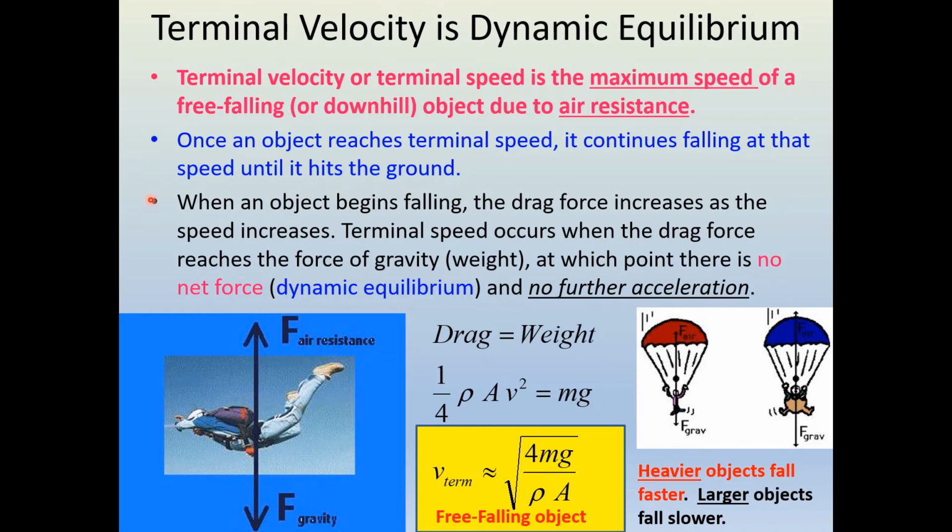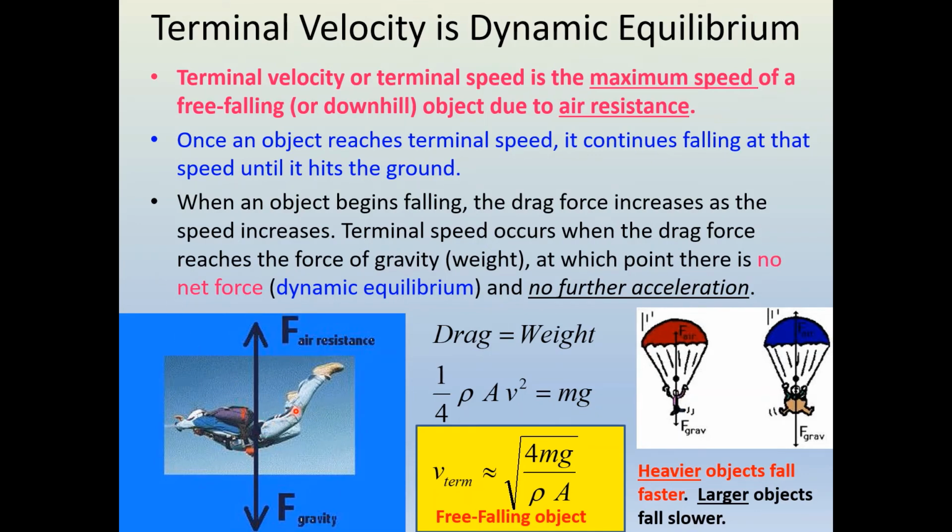So when an object starts falling, the drag force increases as the speed increases. Because remember, the drag force here is proportional to v squared. So when an object first starts to fall, its velocity is zero, or very low at least. And as a result, there's not much drag force. But once the object starts to accelerate and pick up speed, the terminal speed occurs when the drag force reaches the force of gravity, or the weight, at which point there is no net force. We're in dynamic equilibrium and no further acceleration.